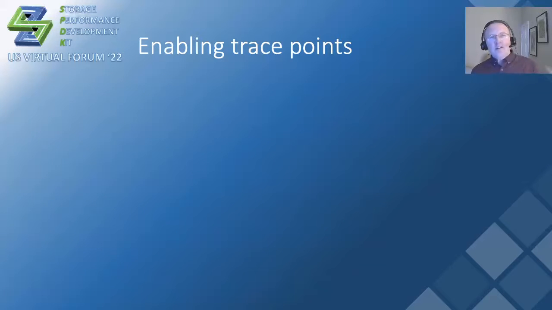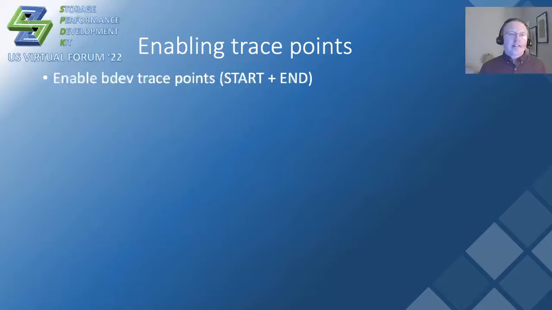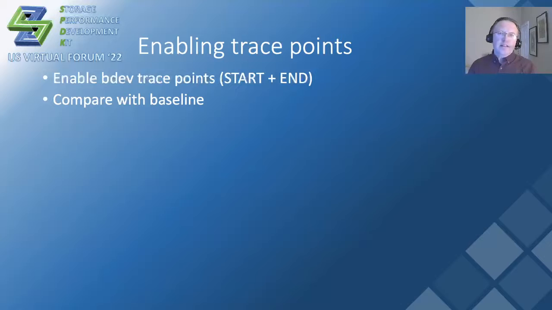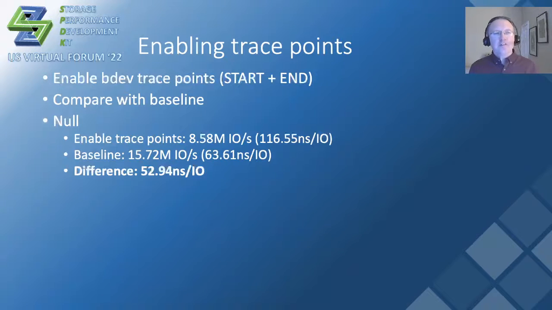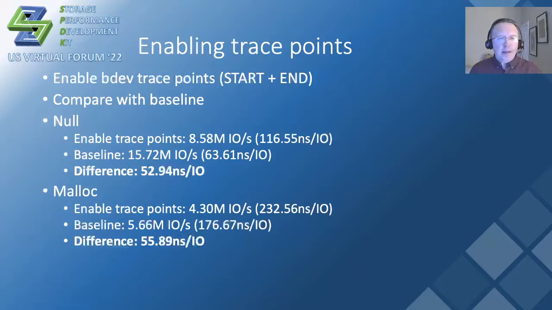But the more interesting one is what's the actual cost when we enable the trace points themselves. In this case, we have the baseline, which is just running the test without trace points enabled at all, and then we run the same test with the bdev trace points enabled. So for every IO, we get 1 trace point for the start and 1 for the end. Of course here we see a much bigger delta when we work the math out. It's around 52, 53 nanoseconds per IO, which means 52, 53 nanoseconds for those 2 trace point events. And then it looks very similar for the malloc bdev, 55, 56 nanoseconds per IO.